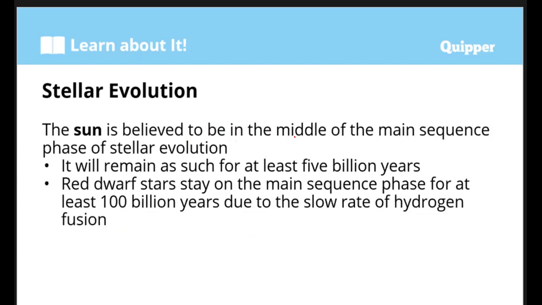Then the sun is believed to be in the middle of the main sequence phase of stellar evolution. The sun is actually a star. The sun will remain as such for at least 5 billion years. And take note that the universe has an estimated age of 13.8 billion years. According to scientists, the sun will still be present for another 5 billion years. It will live until then.